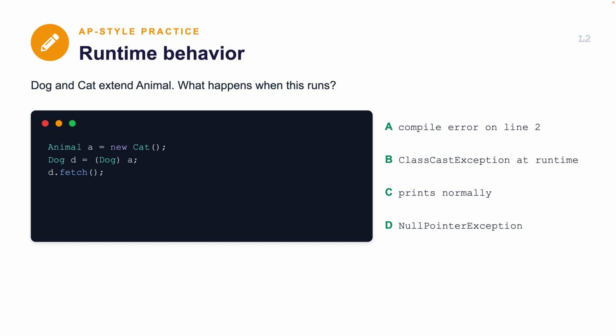Line 2 compiles. The compiler allows casting an Animal reference to Dog because it could be a Dog. But at runtime, the object is actually a Cat, not a Dog. So the cast throws a ClassCastException before fetch is ever reached. Answer B. A cast that compiled is not a cast that's safe. Always consider the actual object type and use instanceof to guard it.